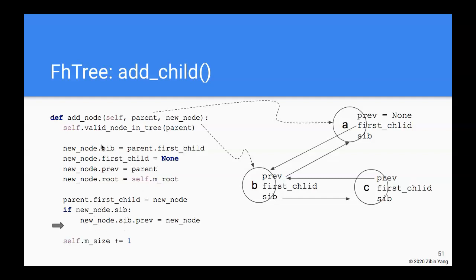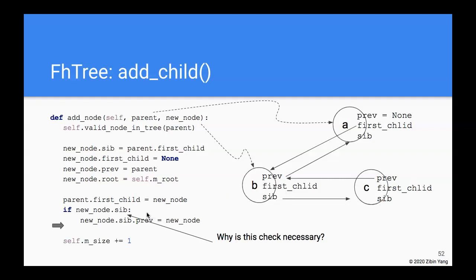The original first child has been assigned to the new node's sibling. So its previous pointer should now be pointing to the new node. Now, some of you would notice there is a conditional here that, before it sets the previous pointer of this node, checks to make sure that the new node's .sib attribute is not None.